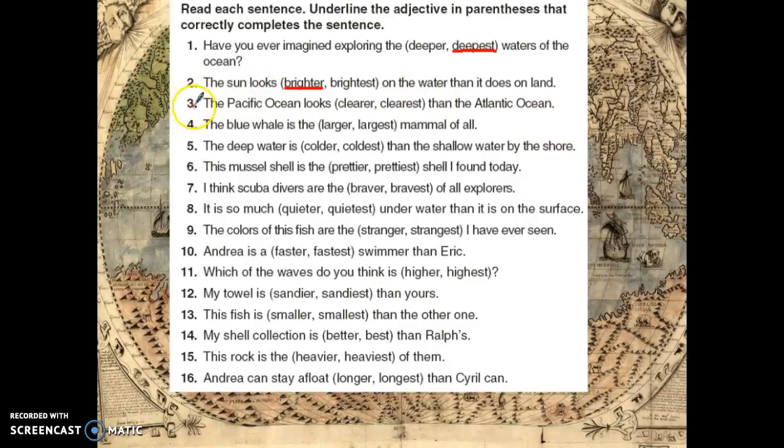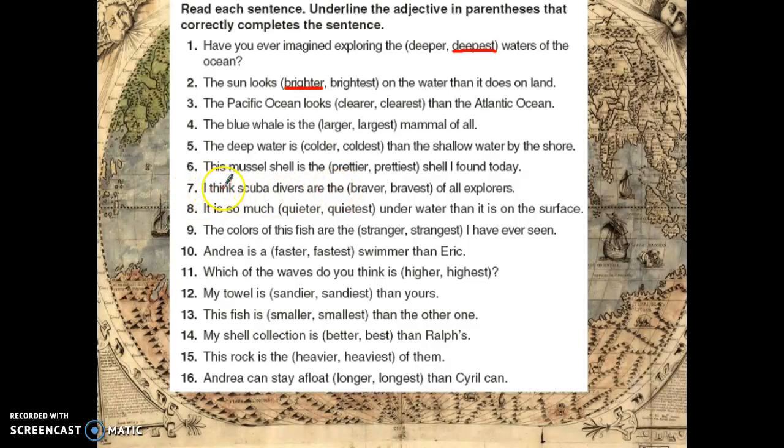Number 3 says, the Pacific Ocean looks clearer or clearest than the Atlantic Ocean. The blue whale is the larger or largest mammal of all. The deep water is colder or coldest than the shallow water by the shore. This mussel shell is the prettier or prettiest shell I found today.